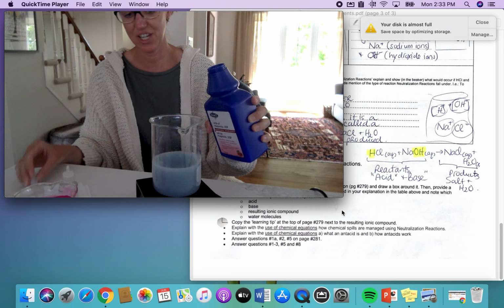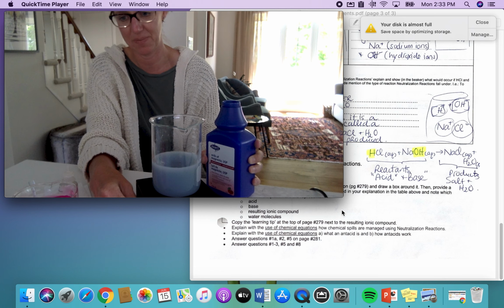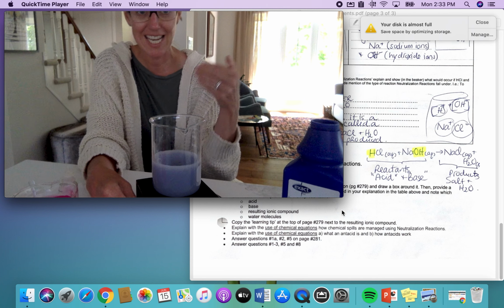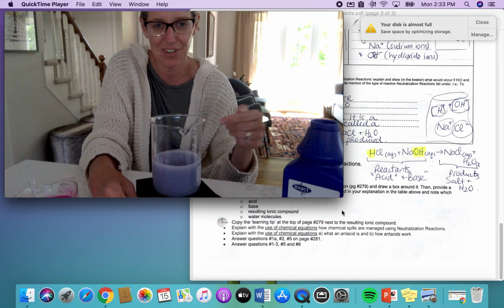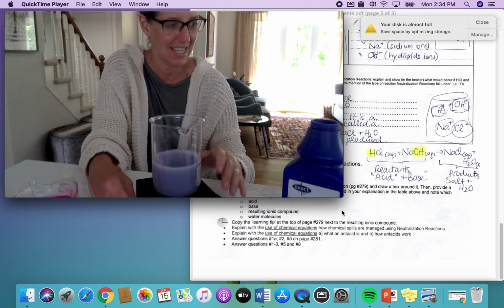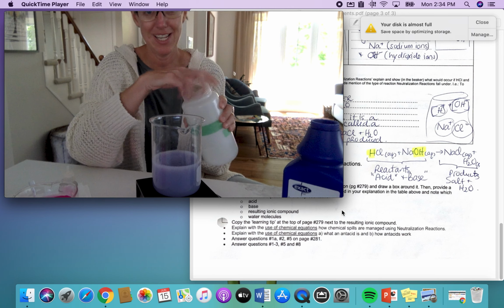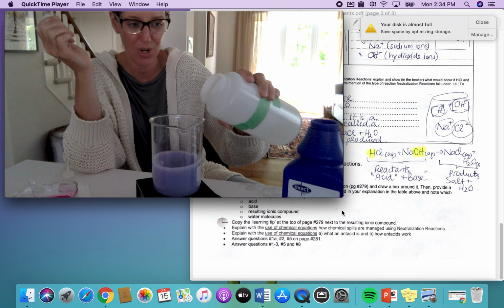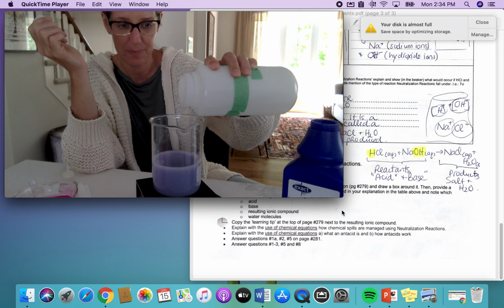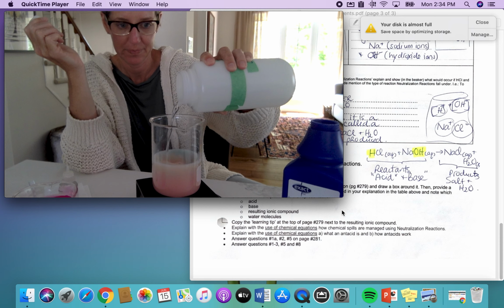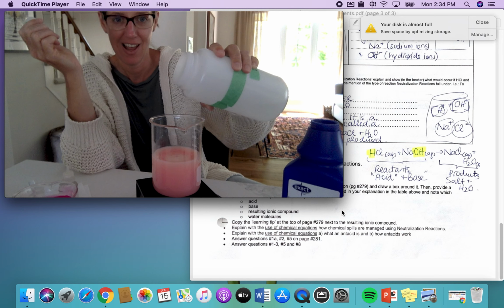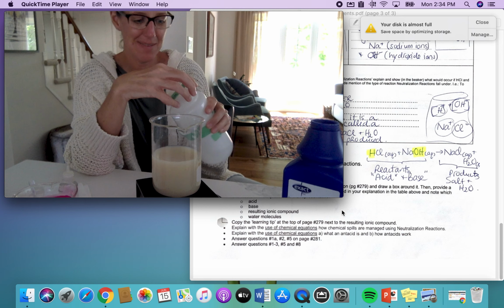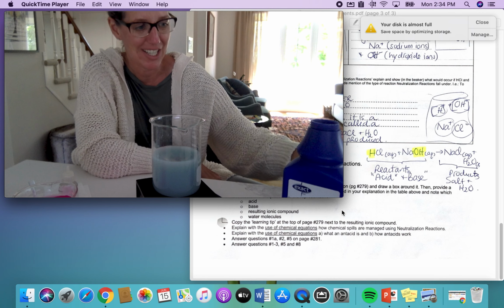And all of a sudden it turns in the basic range. Okay, can you see that? It's now blue. That indicates, because of the indicator in there, that now it's more basic than acidic. So what happens if now I decide to add a little bit more acid? It's going to push it back towards the acid range. So here I go. And now I've got more acid than base. So let's add a little bit more base.